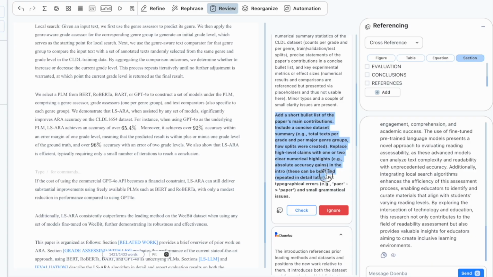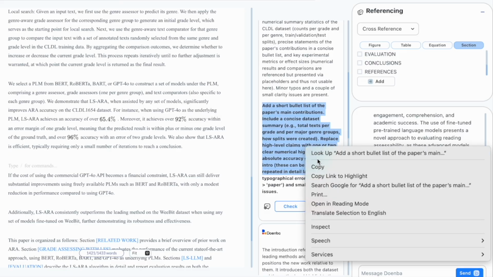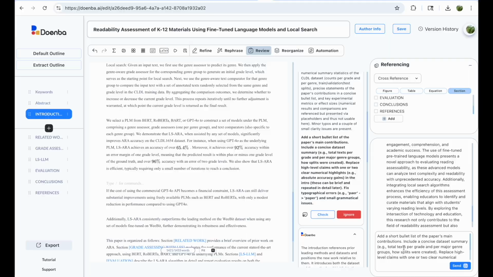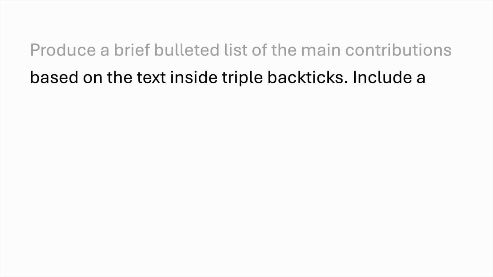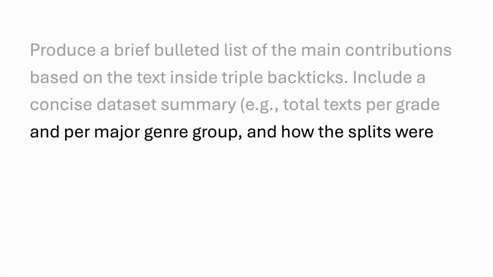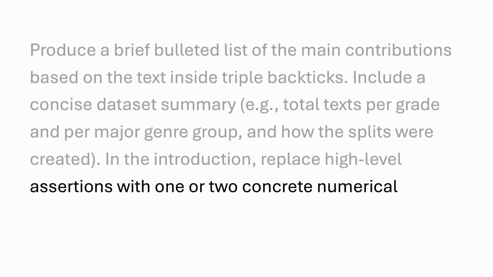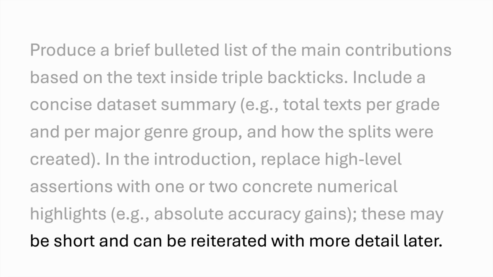a good idea. To simplify my work, I pasted the suggestion into the message Doenba window and turned it into a prompt with a small modification from the original suggestion as follows. Produce a brief bulleted list of the main contributions based on the text inside triple backticks. Include a concise dataset summary, for example, total text per grade and per major genre group, and how the splits were created. In the introduction, replace high-level assertions with one or two concrete numerical highlights, for example, absolute accuracy gains. These may be short and can be reiterated with more detail later.